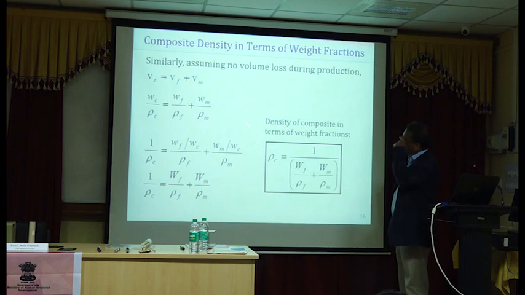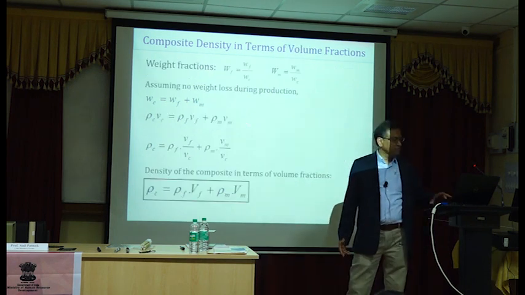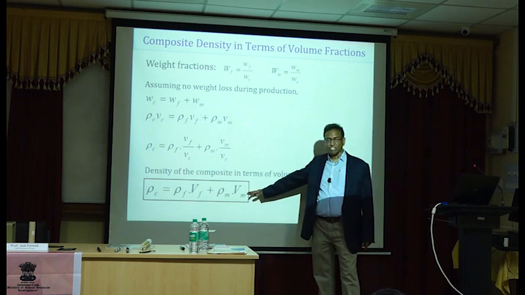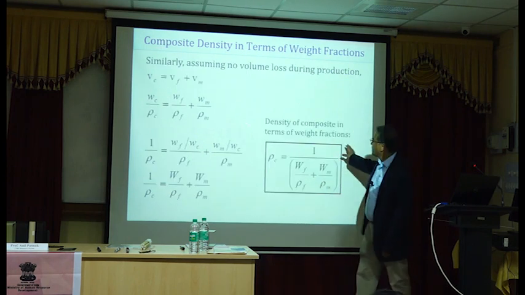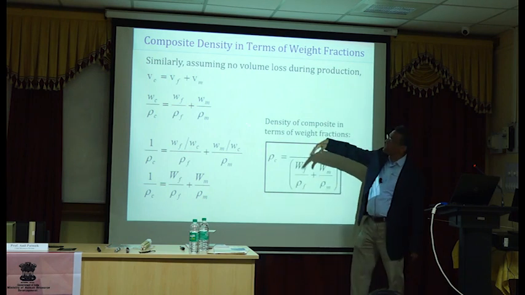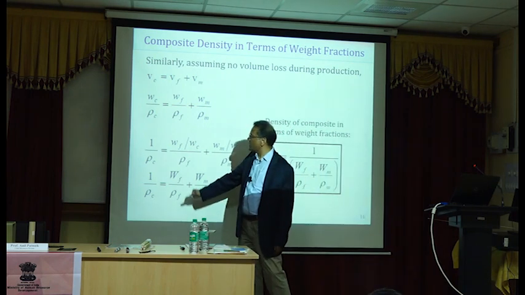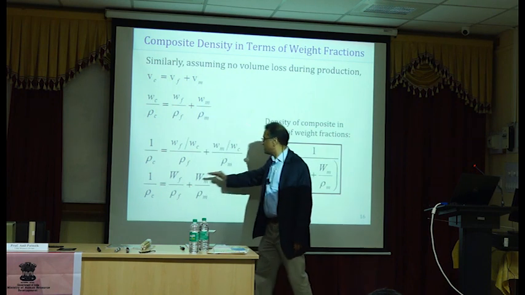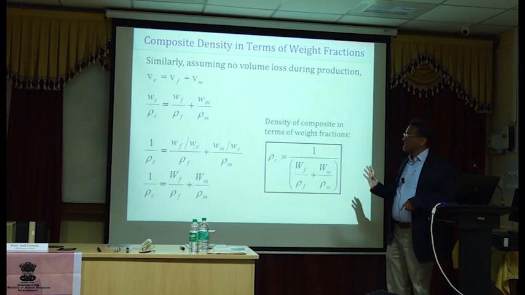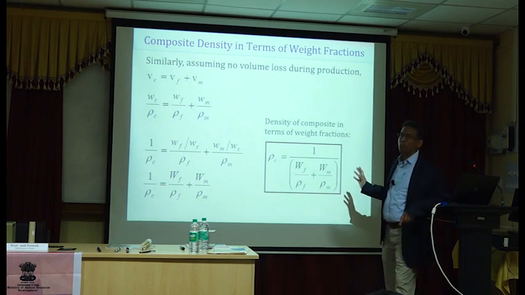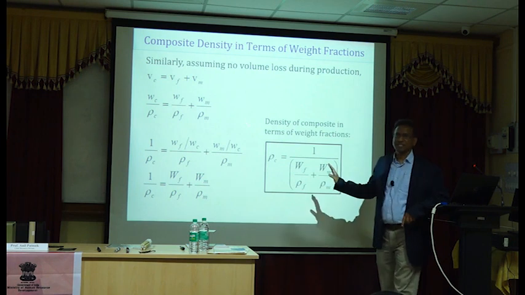So we can also find out the density of the composite based on weight fractions. In the previous slide, this is based on volume fraction. Okay? And in the next slide, we have it based on weight fraction. I'll not go into details. This is very basic stuff, exactly like what we did in the previous slide. Just rearrange the terms and you'll get rho c equals 1 over Wf over rho f plus Wm over rho m. So that's how you'll find out the density of the composites if you know the weight fractions. Okay? Very simple.